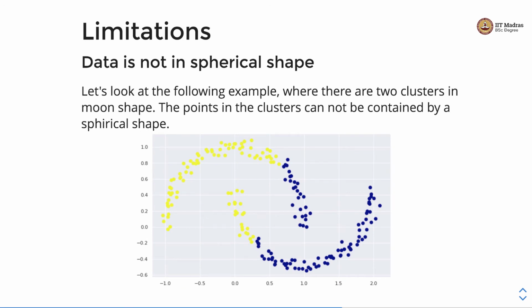Another problem with k-means is if data is not in a spherical shape, then the k-means clustering algorithm will return suboptimal clusters. Here you can see that there are 2 clusters in the shape of moons, and because of this specific shape, some part of this particular moon has merged with the other moon and vice versa. We can see that this is not really a great solution. So if the data is not in a spherical shape, the k-means clustering algorithm can suffer.